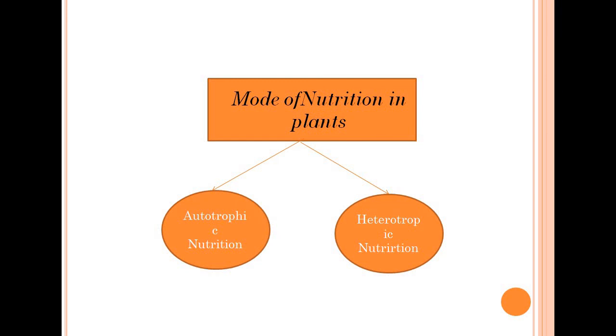And the second mode of nutrition is the heterotrophic mode of nutrition. As the name suggests, hetero means another, trophy means nutrition. So it is the mode of nutrition in which the organisms depend on other animals for their food and source.